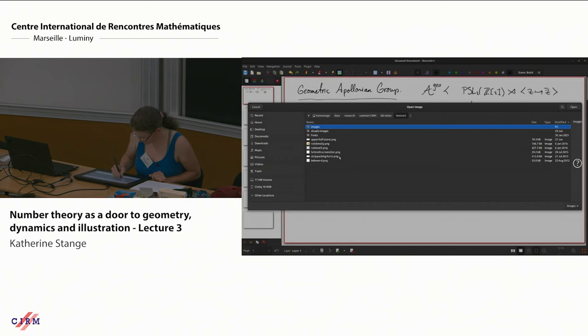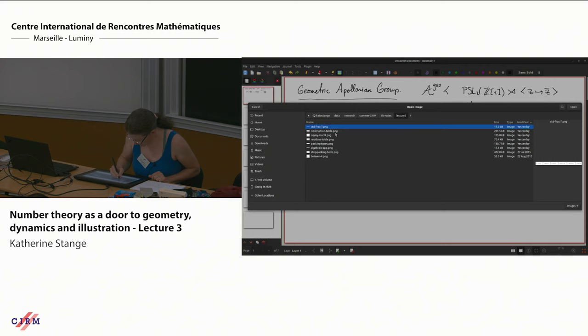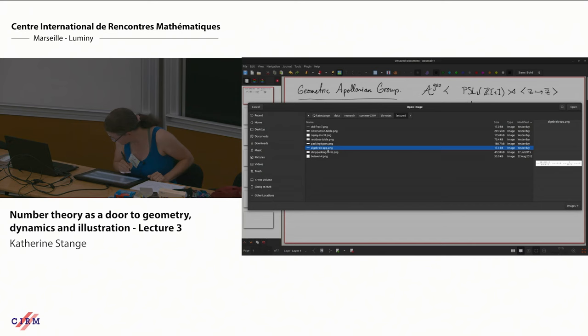Am I in the right? No, I'm in lecture two. I thought I would save myself time by writing down these things, but I think it took me longer to find them.